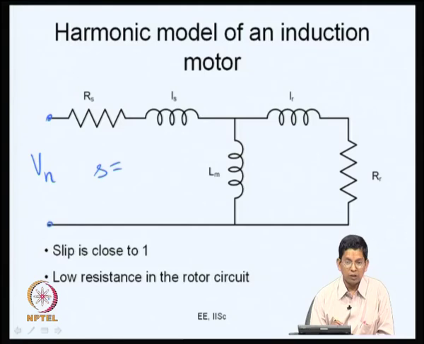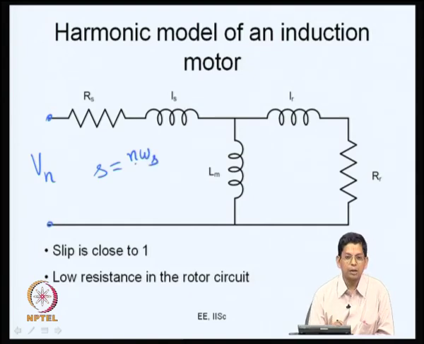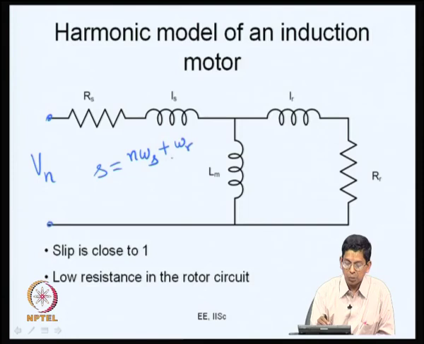harmonic also revolves in a direction opposite to that of the fundamental, and the seventh harmonic revolves in the same direction. Now, the synchronous speed to start with is not omega s, but it is n times omega s, where n is the harmonic order. And the relative speed between the synchronous speed and the rotor is now n omega s plus or minus omega r.